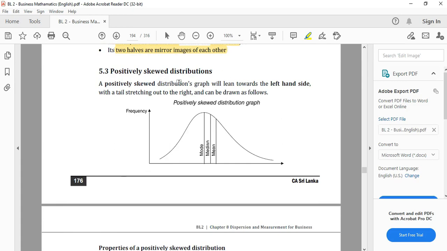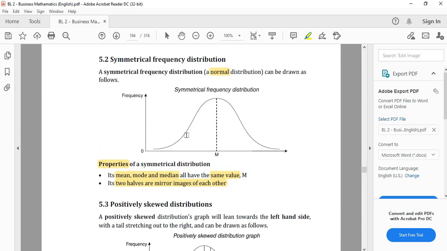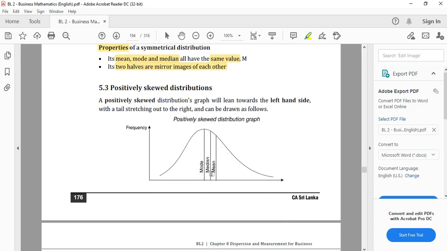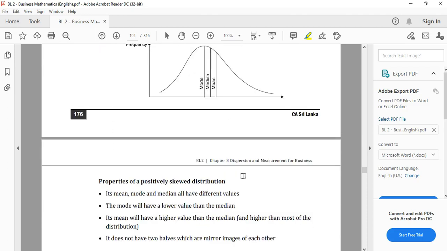Positively skewed distributions. It's more towards the left-hand side. Can you see that now this is straight? Now it is moving a bit to the left. See the cursor? It's moving left. So the distribution graphs moving to the left-hand side are called positively skewed.